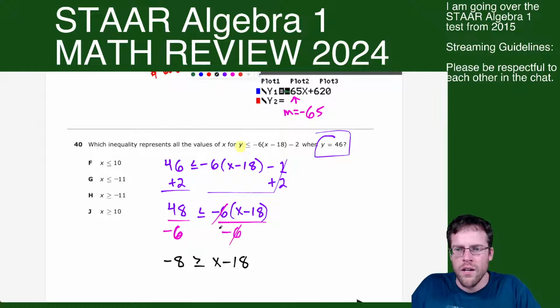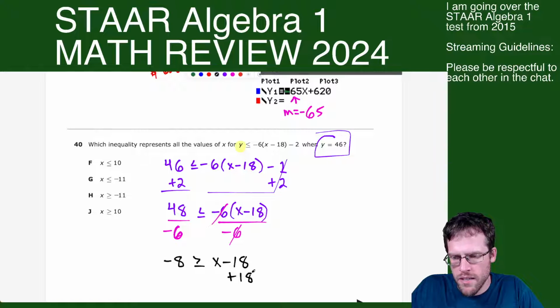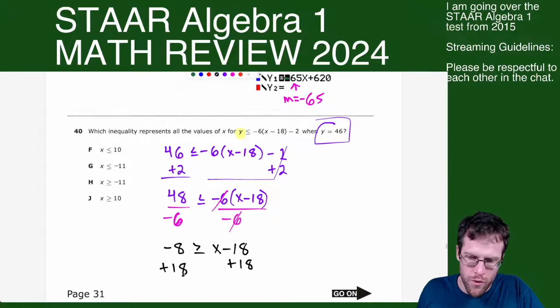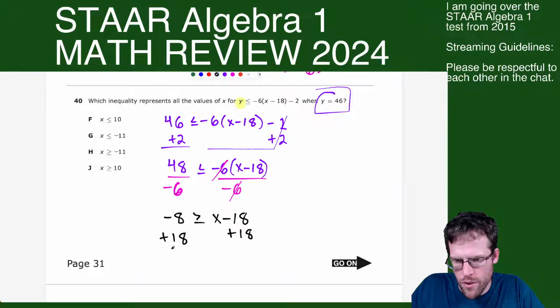So if you multiply or divide both sides of an inequality by a negative, the sign flips. I chose to divide instead of distribute because then I just have to do one move. I just go plus 18 and now x is alone. So that was like a little shortcut. If you would rather distribute though, then go ahead. But this is style points. 18 minus 8 is 10. 10 is greater than or equal to x.